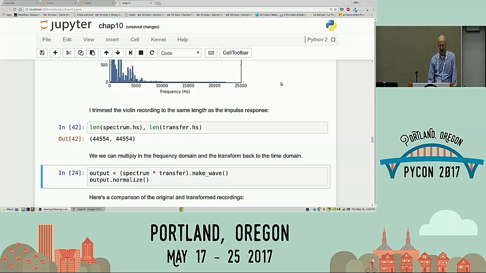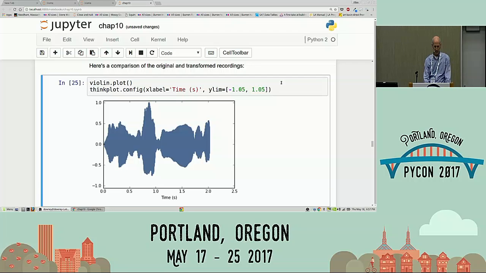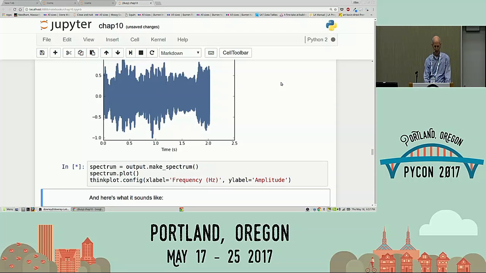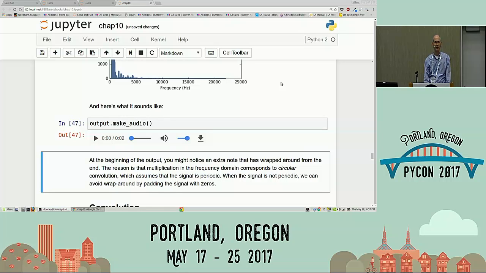What that allows me to do now is multiplication. So this is just element-wise multiplication of two Fourier transforms. I took the Fourier transform of the gunshot, that's my transfer function. I took the Fourier transform of the violin, that's my input spectrum. I'm going to multiply them together element-wise. The result is now the spectrum of the output, and to get back to the time domain, I'm going to use make wave. And that output should sound like the output of the violin played in the room where the gunshot was recorded.